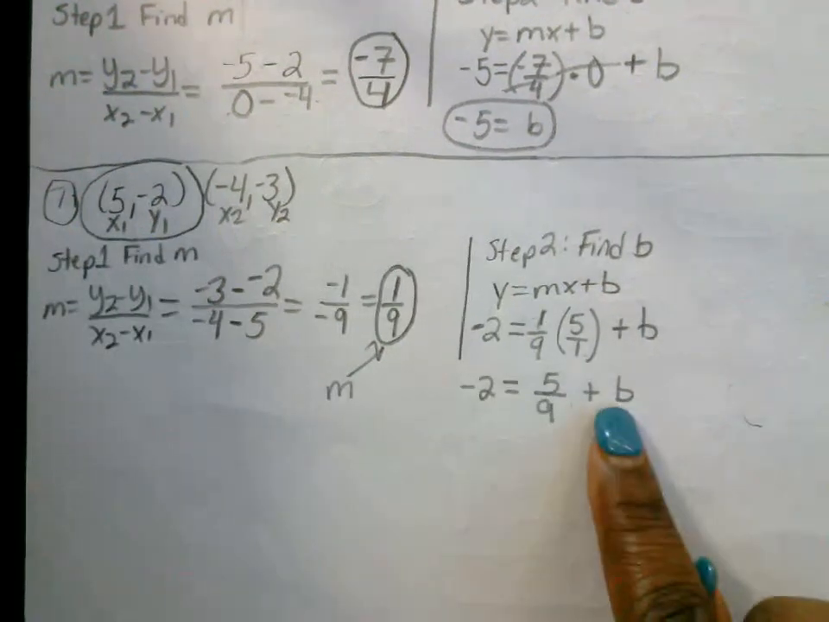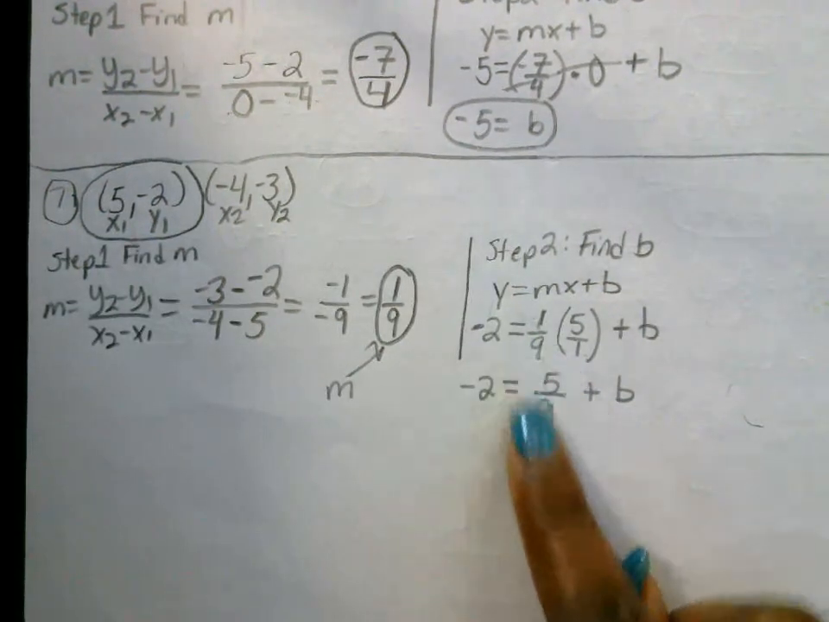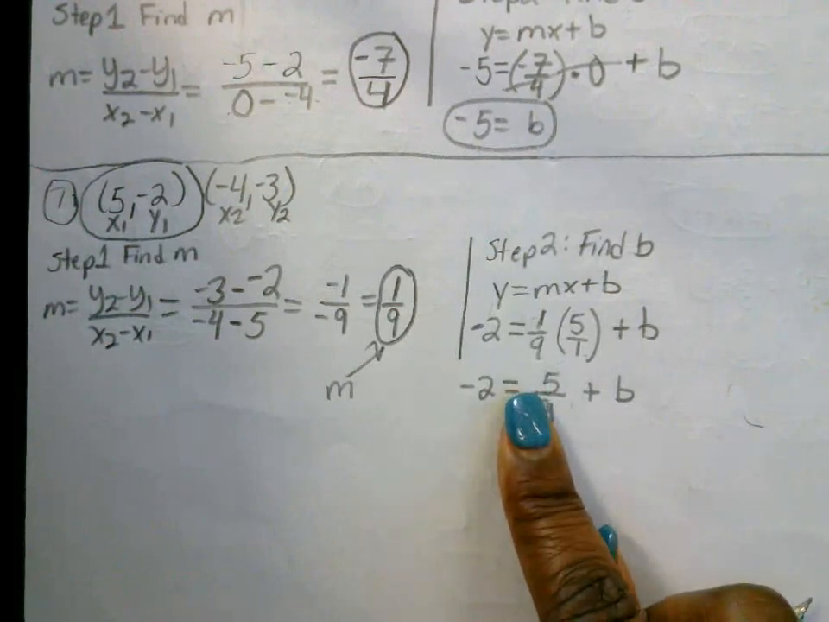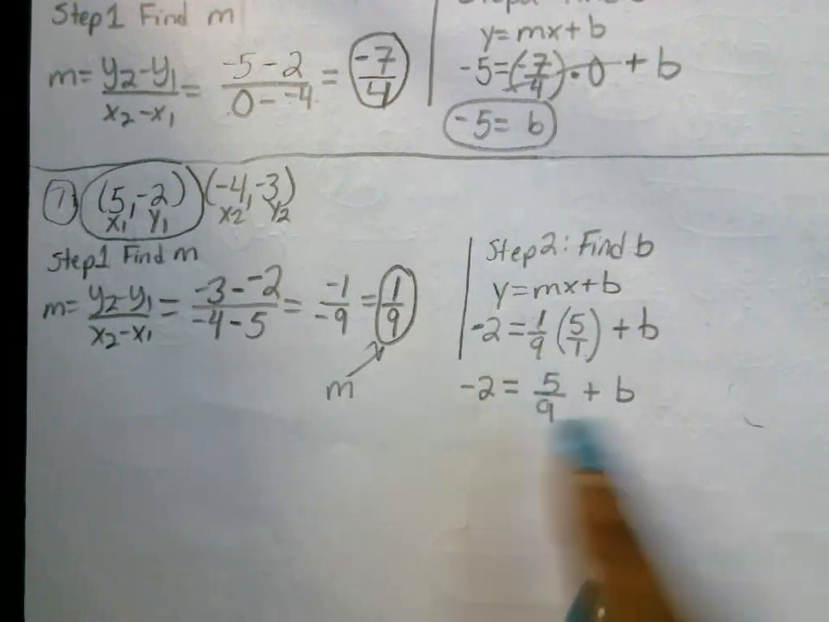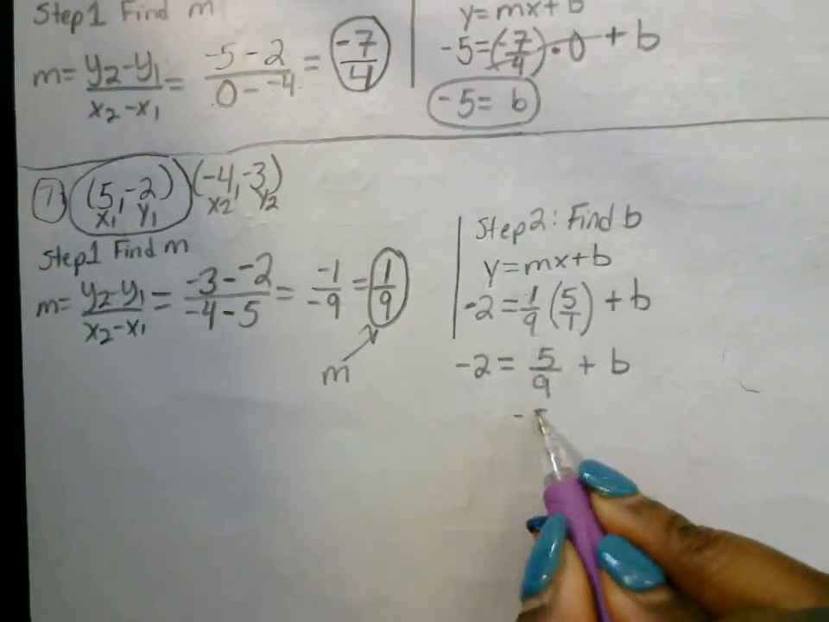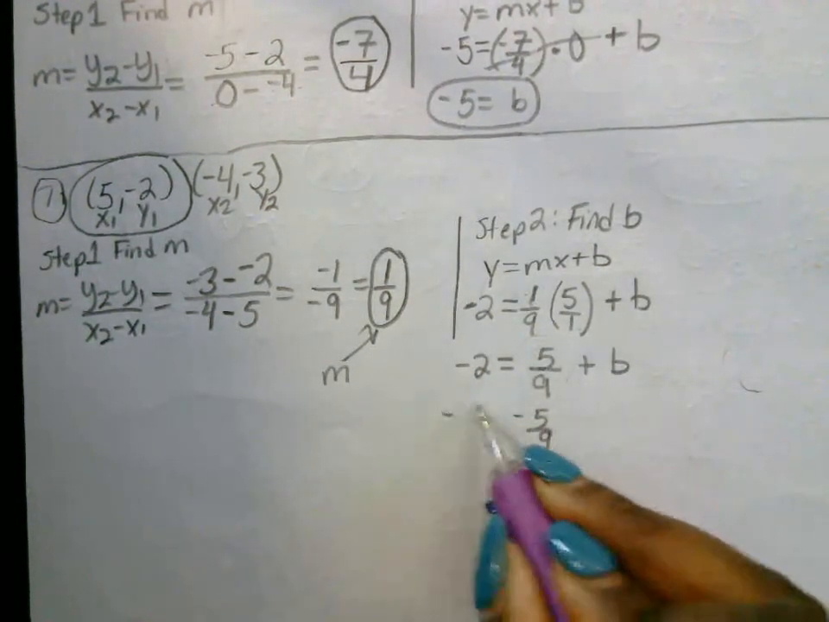Now we're trying to get b by itself. How do you move a 5/9? This is a positive 5/9. Leanna, what's the opposite of adding? So you're going to subtract 5/9 on both sides.